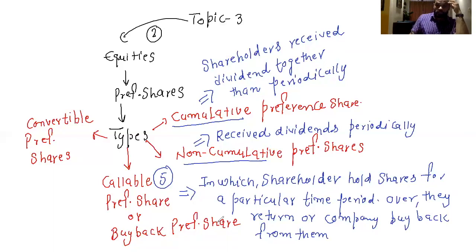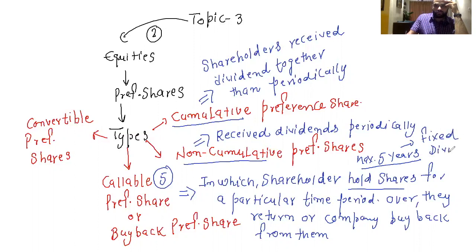So as I said, they hold shares for a maximum of 5 years, which means for a maximum of 5 years, they receive a fixed dividend, right? They receive a fixed dividend. So this is called callable preference shares or buyback preference shares, right?